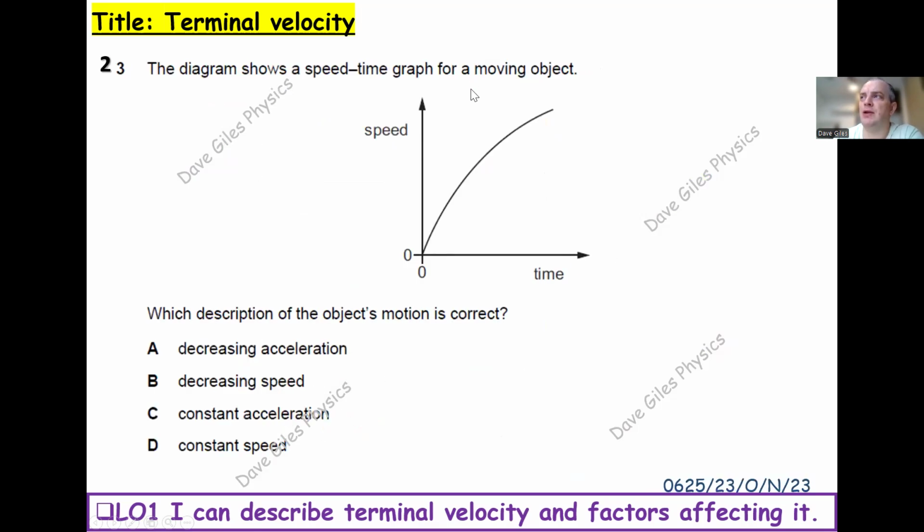The diagram shows a speed time graph for a moving object. Which description of the object's motion is correct? So we've got 3 possibilities here. I'll start at the bottom. Constant speed. Well, we can see the speed's changing. It's definitely not that. Constant acceleration. Well, we can also see that the gradient is changing, so it's not that. Decreasing speed. Well, it looks like it's constantly increasing, so it's not that. Decreasing acceleration, yes. Because it's accelerating constantly, but the gradient is getting less and less steep. So it's A.